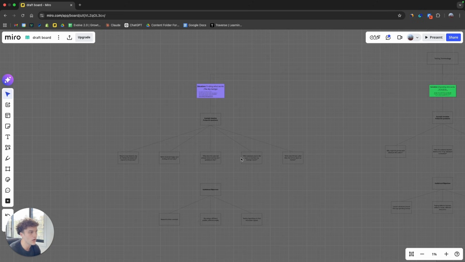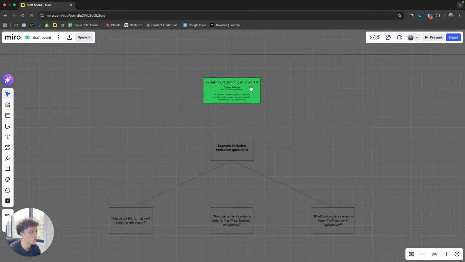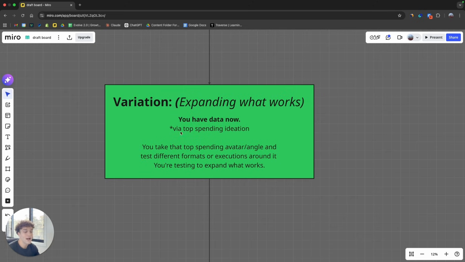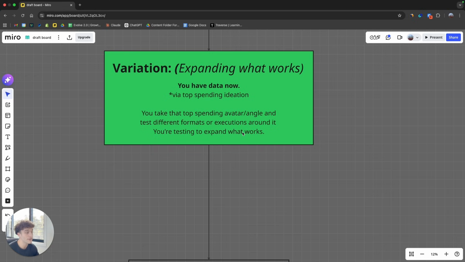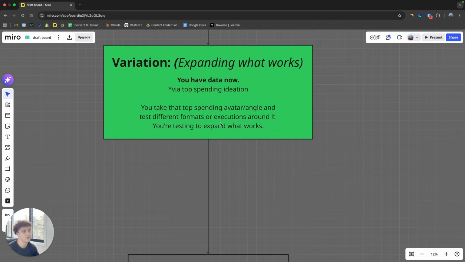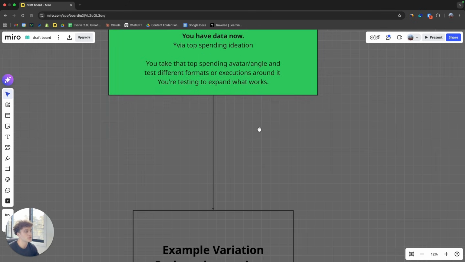So now that we've got the ideation concept dialed in, we're going to move on to variations. So we now have the most valuable thing in ecom. It's not sales, it's data. We have a top spending ideation, maybe we have 2 top spending ideations, whatever, from the previous launch. We can now iterate based on data, which is the most effective thing you can possibly do. Because again, we're getting rid of the guess element, and we are just taking the signals that Facebook is giving us and then adjusting our approach based on that. So you take that top spending avatar angle, test different formats or executions around it. You're testing to expand what works.